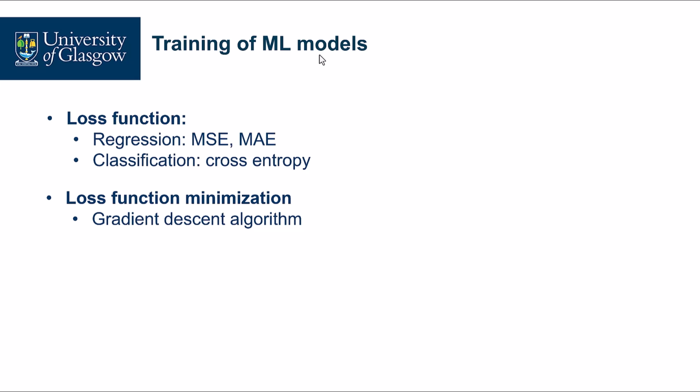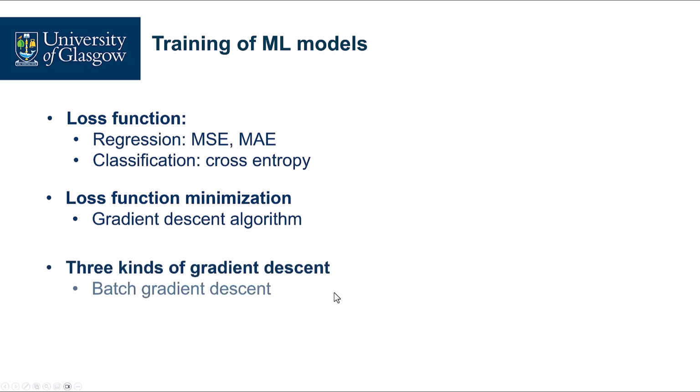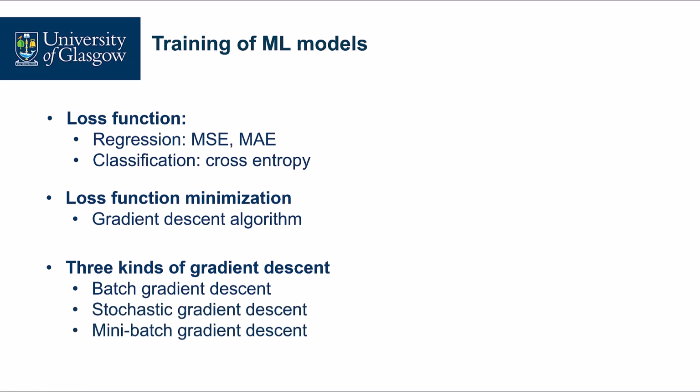Then we introduced three kinds of widely used gradient descent algorithms. They are the batch gradient descent, the stochastic gradient descent, and the mini-batch gradient descent.